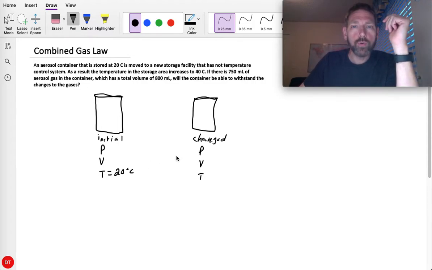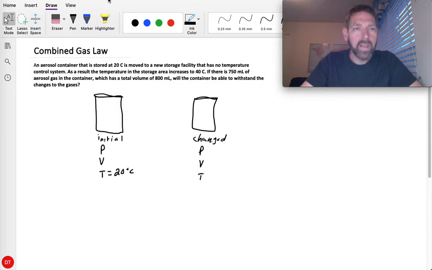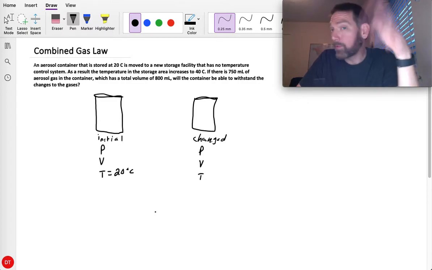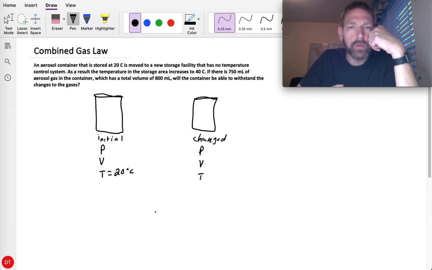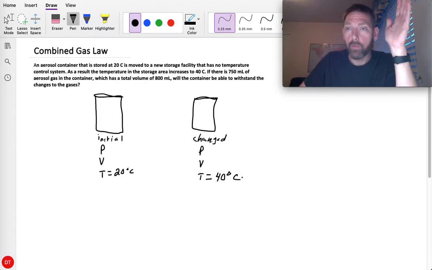Let's move to a new storage facility that has no temperature control. All right, so let me go ahead and change this right here, live for you. Has no temperature control system. Obviously, that means the temperature can fluctuate. In this case, as a result, the temperature in the storage area increases to 40 degrees Celsius. So that means that now things change to where they are 40 degrees Celsius. All right, we're just moving right along.